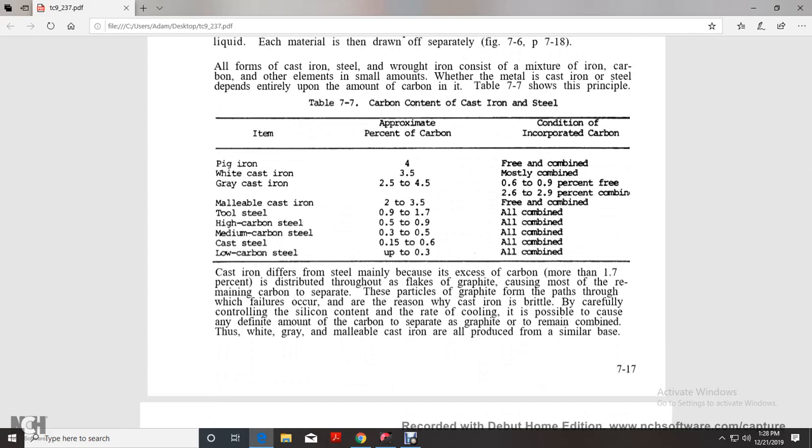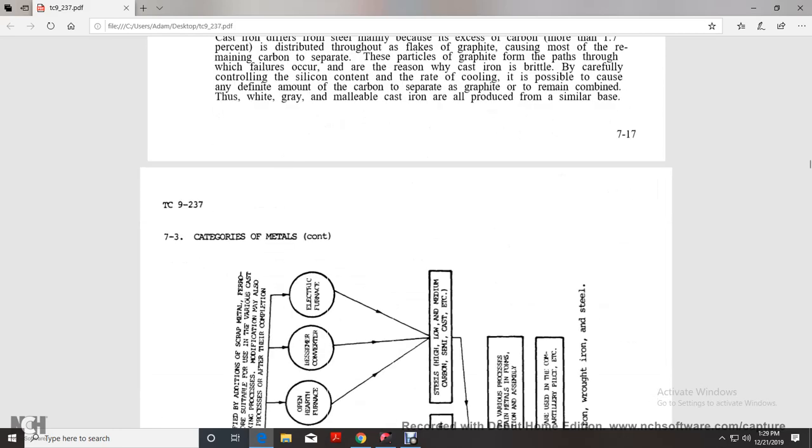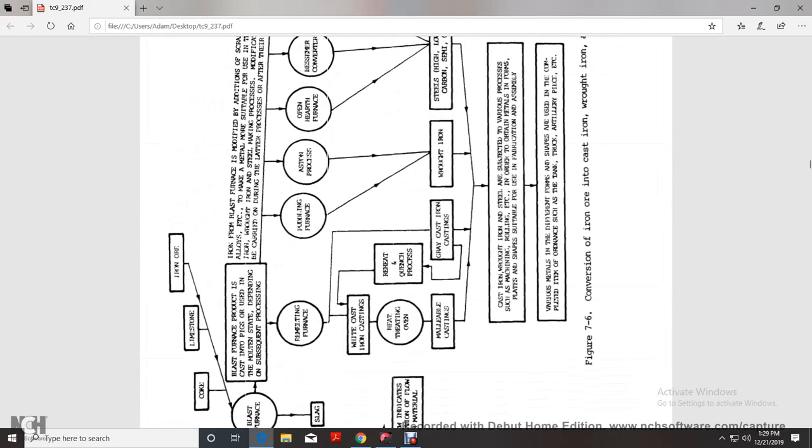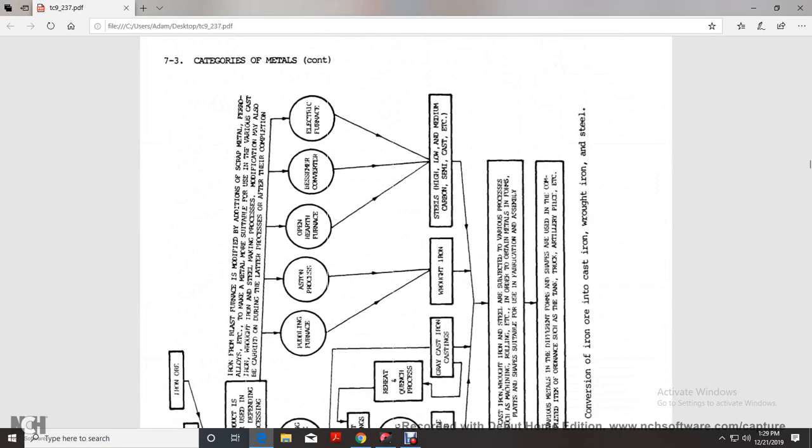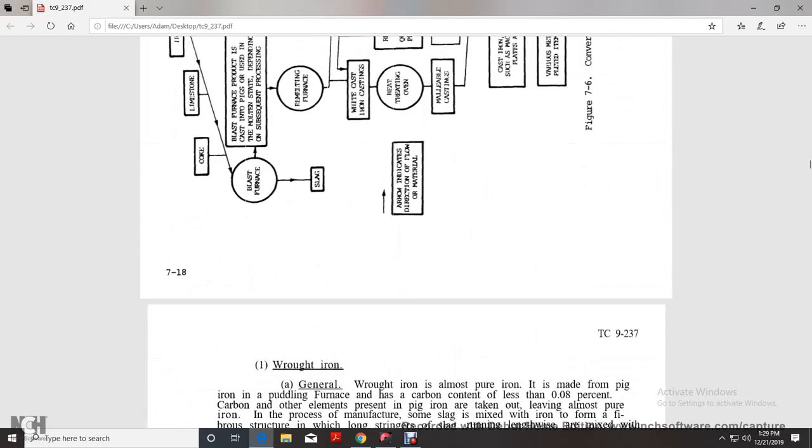Cast iron differs from steel mainly because of the excess of carbon, more than 1.7%, which is distributed throughout as flakes of graphite, causing most of the carbon that remains in steel to separate as particles of graphite. This is the reason cast iron is brittle. By carefully controlling the silicon content and the rate of cooling, it is possible to cause a definite amount of carbon to separate as graphite while the rest remains combined. The white and gray malleable cast irons are also produced with a similar base, and this figure shows the conversion of the iron into cast iron, wrought iron, and steel.